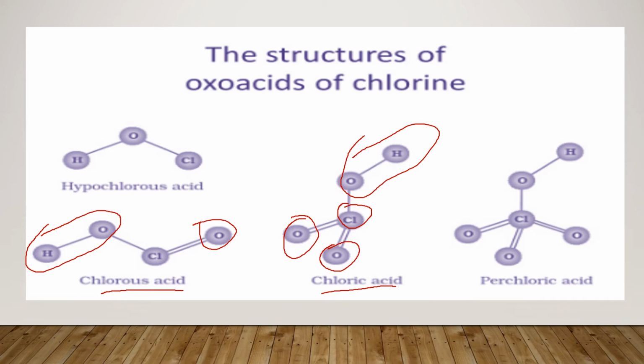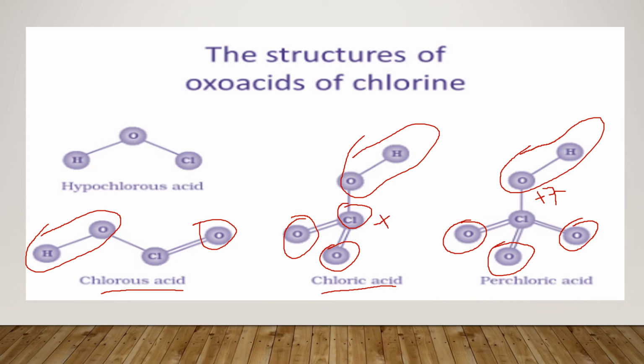Last one is perchloric acid. In perchloric acid, there is one hydroxyl group attached to the central chlorine atom, and that chlorine atom is further bonded to doubly bonded oxygen atoms. There are three doubly bonded oxygen atoms, and for all these three, the oxidation state will be -2. So total for oxygen is -6, and -1 for OH. It means chlorine will have an oxidation state of +7. That's why it is called perchloric acid. So you have to remember that depending upon oxidation state, there are four types of oxoacids, right?